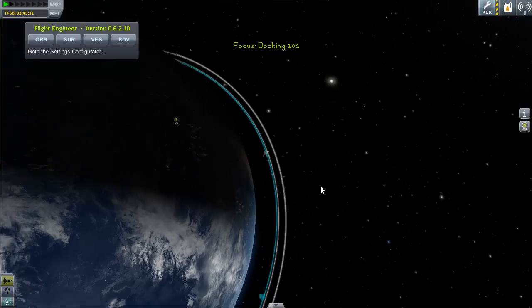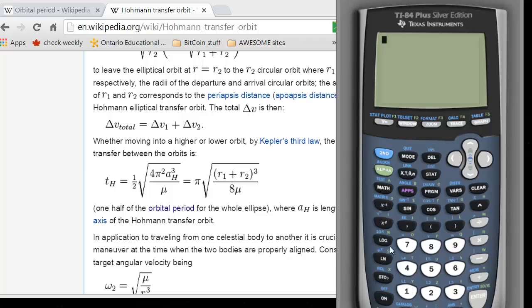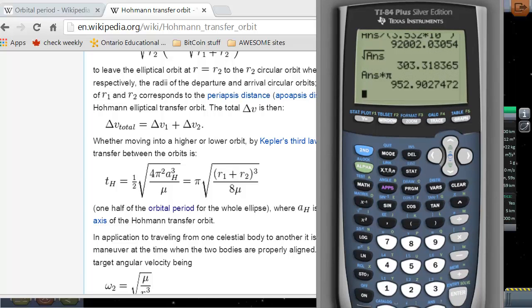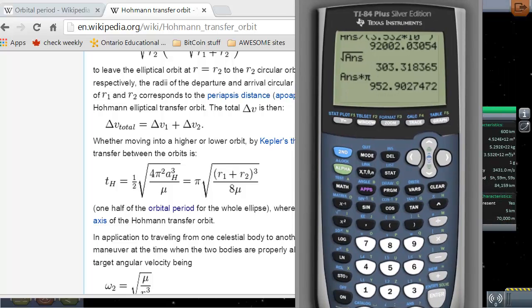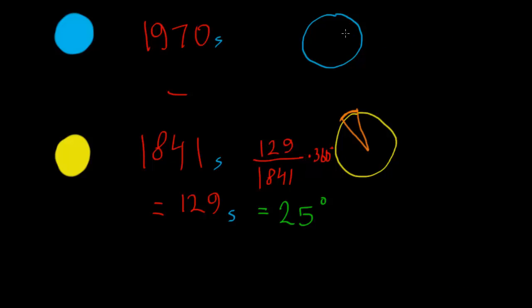So let's find this number. It's going to be in seconds. So let's start with R1 plus R2, and this is about 703,000. So this has to be in meters, plus 672,000. And the answer is 952, and this is almost 953 seconds. In other words, for my yellow spaceship to get into the blue orbit, it will take about 953 seconds for this maneuver.